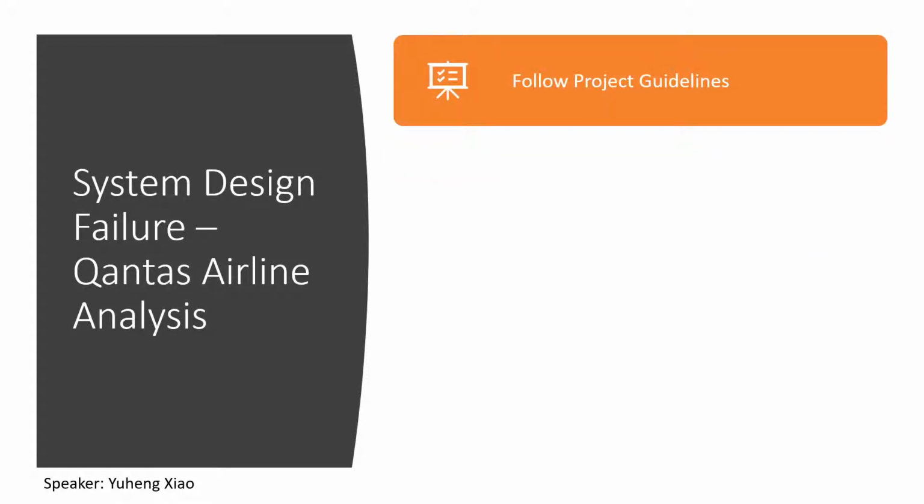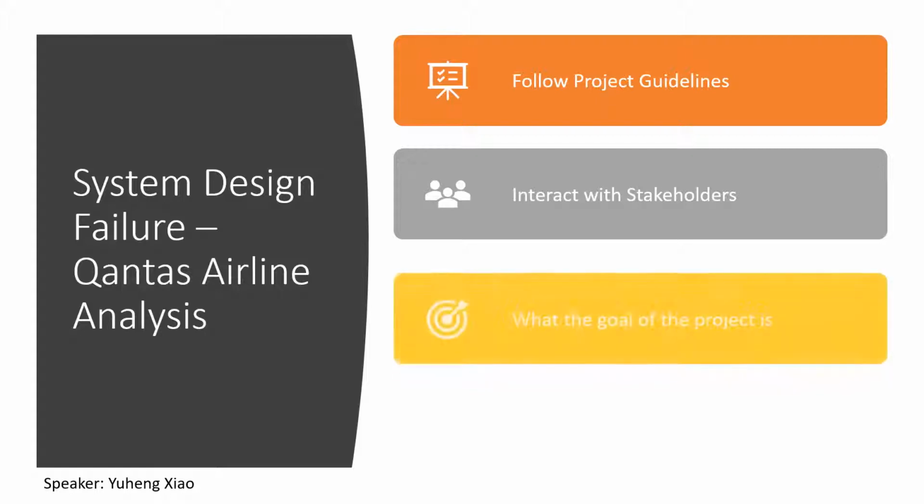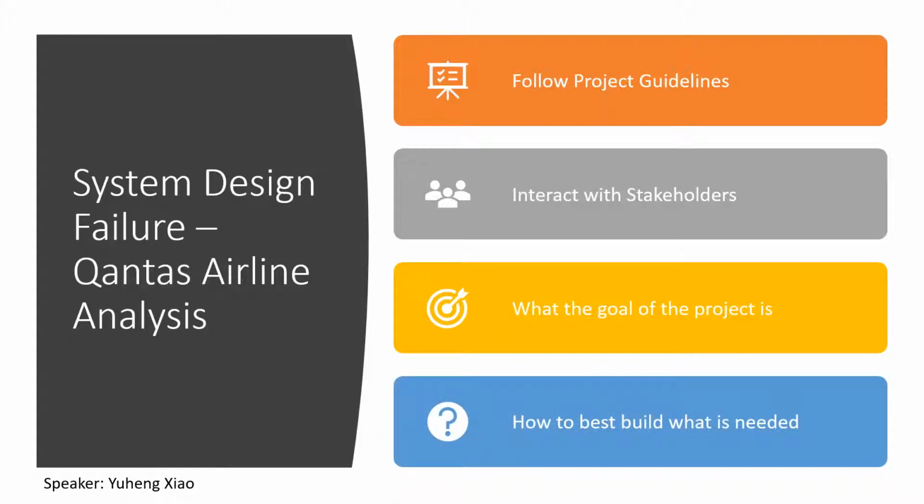To avoid this problem, we need to follow the project guideline to interact regularly with all stakeholders and interpret their requirements at all stages. Business representatives work with end users to find out what the goal of the project is. IT staff work on how, the best way to build what is needed. When the project commitment to what and how is high, it significantly reduces the risk of inadequate or incorrect requirements.